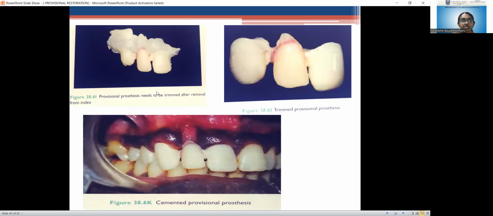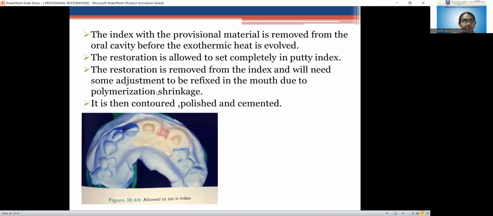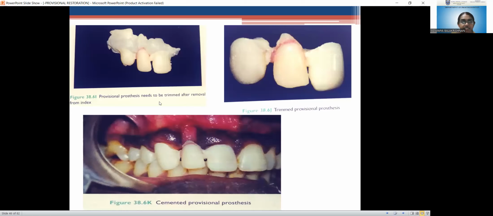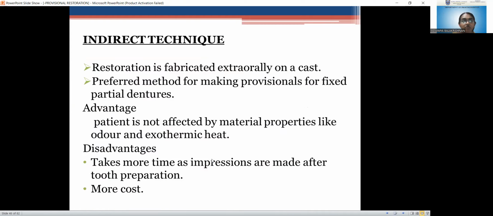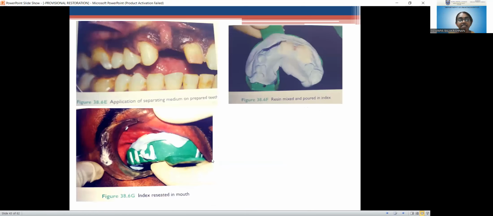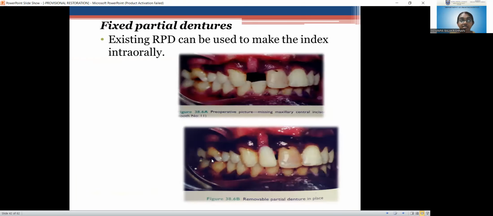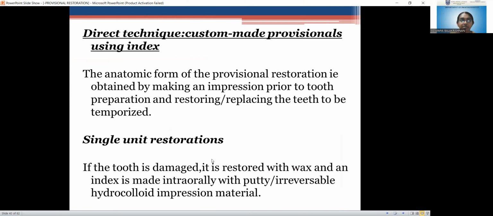So this provisional, after removing from this impression, looked like this. The margins of the provisional restoration have to be trimmed properly, and then after trimming, finishing and polishing, you can cement the provisional prosthesis using a temporary cement. So this is how you make direct provisional restorations by direct technique using custom-made material.